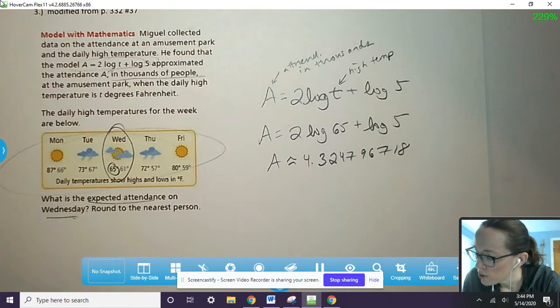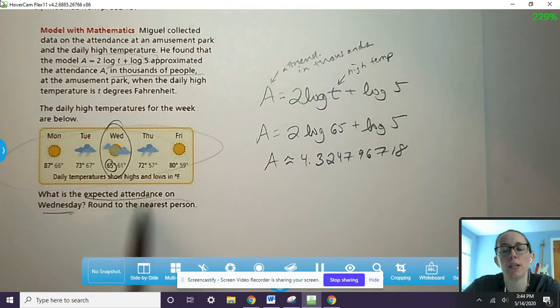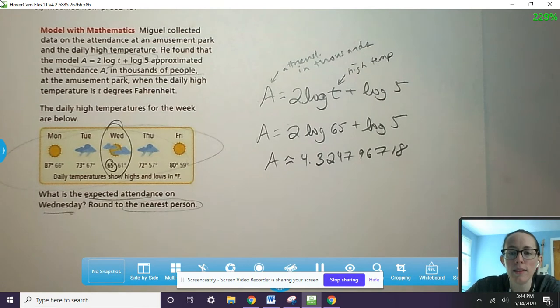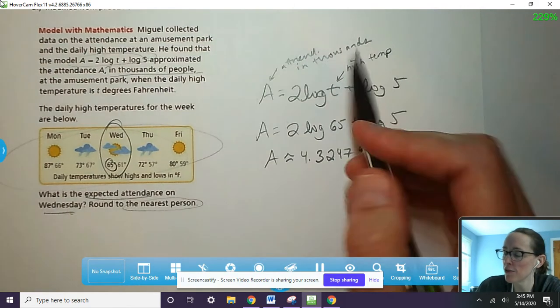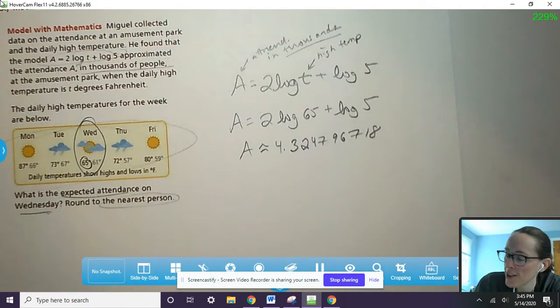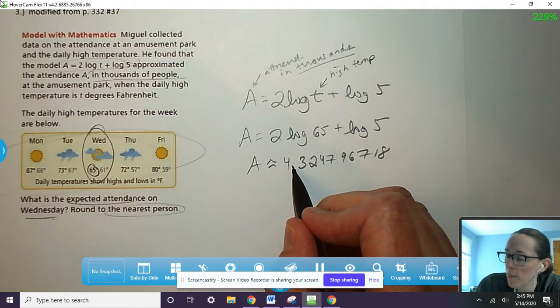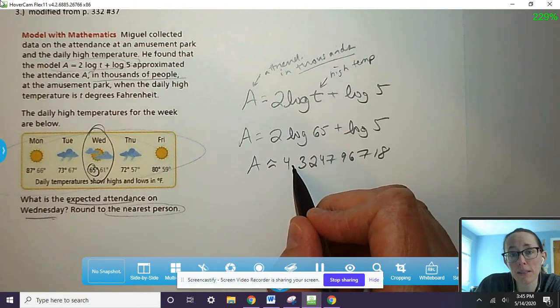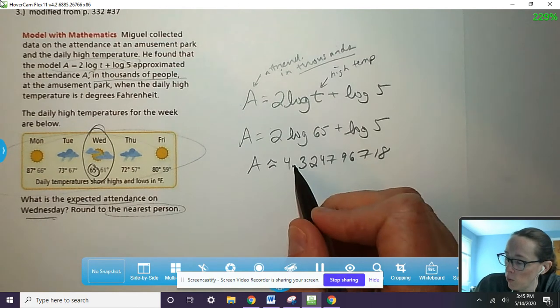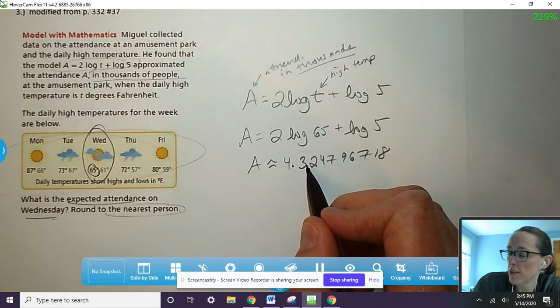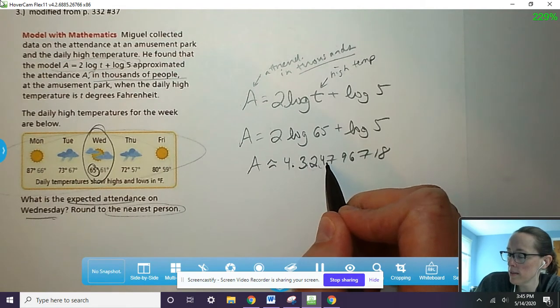And we want to give our answer to the nearest person. So what is the answer here? It's not 4. Okay, it's not 4 people. Think about that for an amusement park. That's not a good level of attendance. Remember that this was in thousands of people. So what you want to do with this number is move that decimal point 3 places. If it were in tens, you move it 1. If it's hundreds, you move it 2. If it's thousands, you move it 3 places.